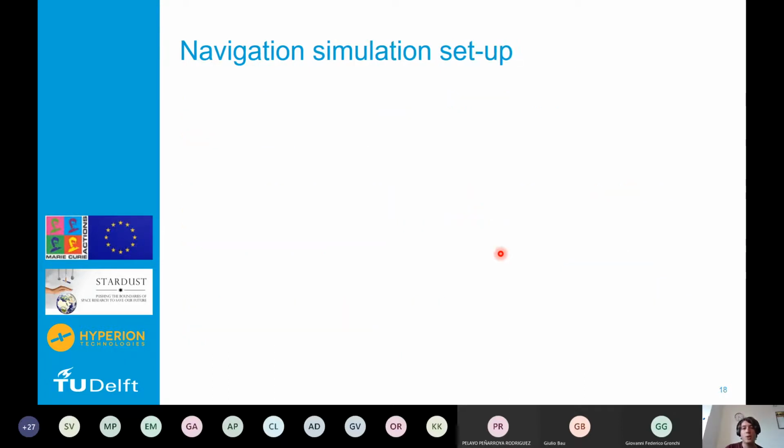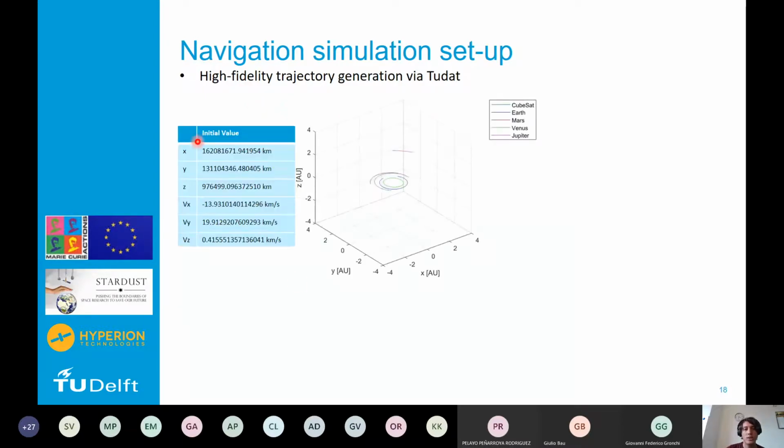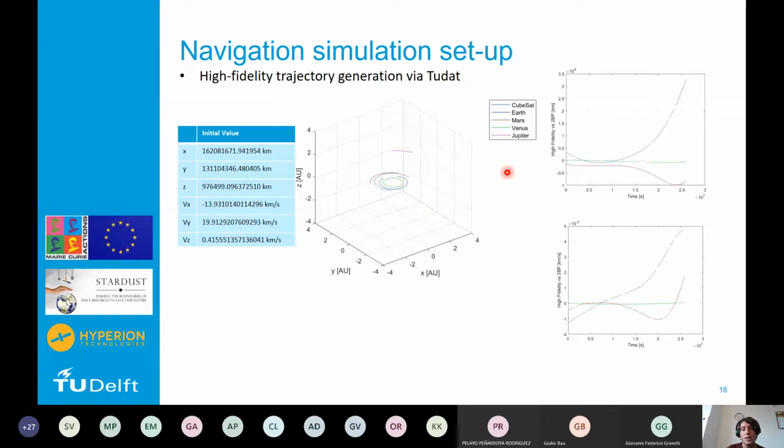To do that, I performed some simulation. This is the setup. I basically generate some high fidelity trajectory with this initial condition. And here you can see the trajectory of the spacecraft in light blue, while the other trajectories are the orbits of the planets. And I generated a high fidelity trajectory, not using the two-body problem, in order to obtain a more realistic simulation.